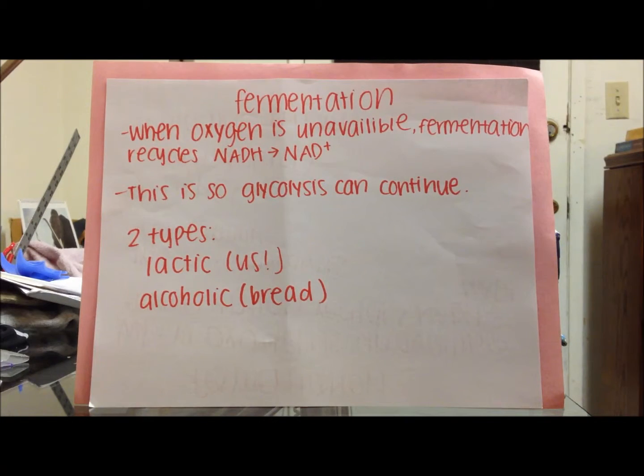Fermentation is the last process. Fermentation occurs when oxygen is unavailable. Oxygen is the final electron acceptor. Fermentation recycles NADH to NAD+ so glycolysis can continue. The two types of fermentation are lactic fermentation, which we get, and alcoholic fermentation, which bread, yeast, and bacteria get.